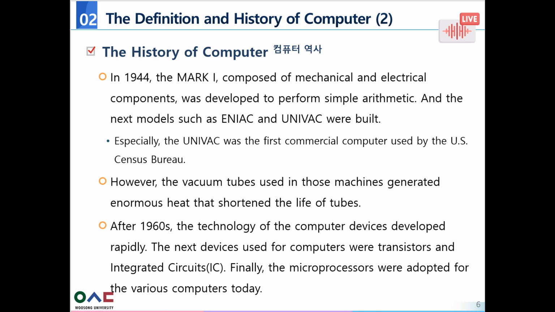And the next models such as ENIAC and UNIVAC were built. Especially, the UNIVAC was the first commercial computer used by the U.S. Census Bureau. However, the vacuum tubes used in those machines generated enormous heat that shortened the life of the tubes. After the 1960s, the technology of computer devices developed rapidly. The next devices used for computers were transistors and integrated circuits (IC). Finally, microprocessors were adopted for the various computers today.